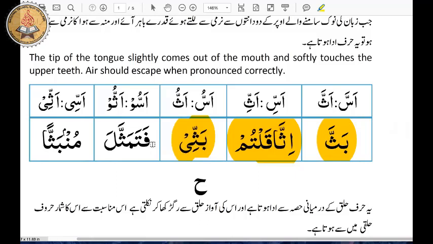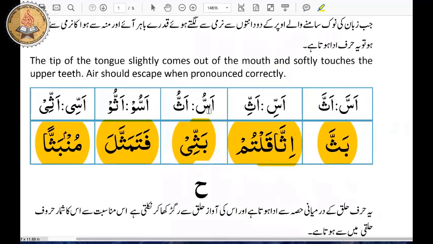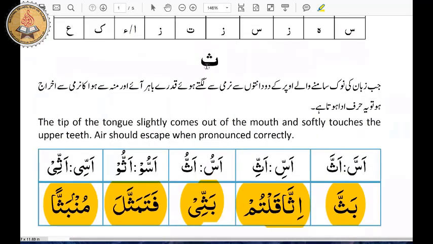Bathi. Fatabathala. And the last one. Mumbathan. Almost there. Mumbathan. Excellent, very good. So do you understand how to pronounce this letter tha?